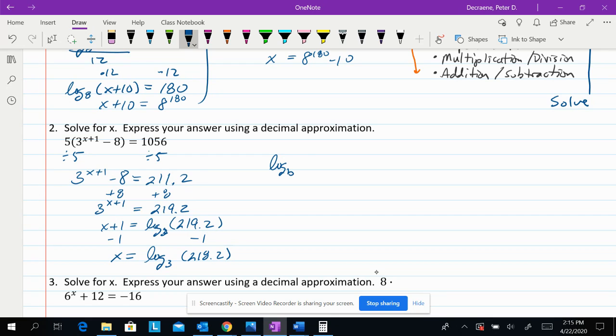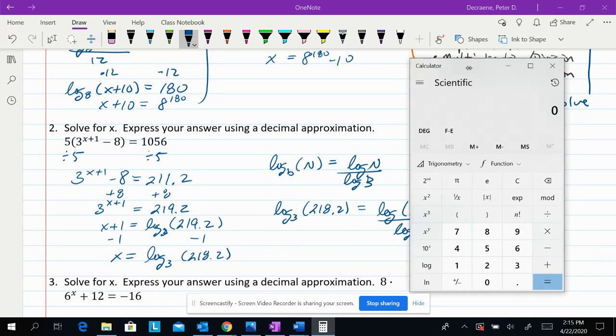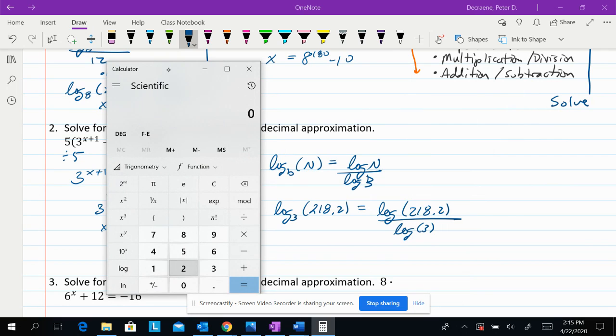Remember, that's log base b of n equals log of n divided by the log of b. So the log base 3 of 218.2, I can write that as the log of 218.2 divided by the log of 3. And now I got to use my calculator for that. So on my calculator, remember, I got to do 218.2, take the logarithm, divided by, I got to type in the 3 first, and do the logarithm of 3, and then equals gets me a final answer. So it's about 4.902.